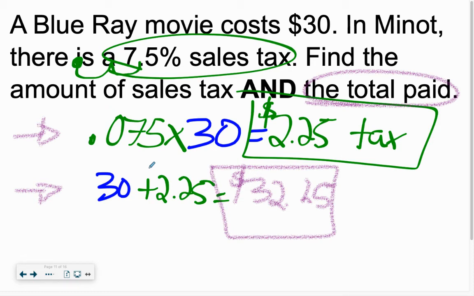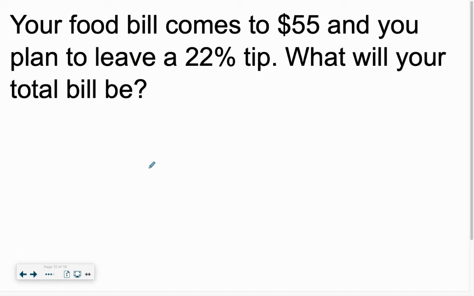Tax is just a percent of something, and whether it's your quiz, test, homework, IXL, STAR test, or state assessment, answer the question. If they want both the sales tax and the total, do that. If they want just the sales tax, then that's where you stop here. Otherwise, for the total price, which you and I are used to, you add it on in.